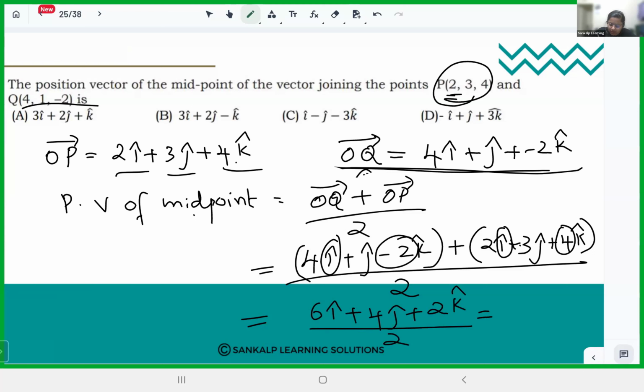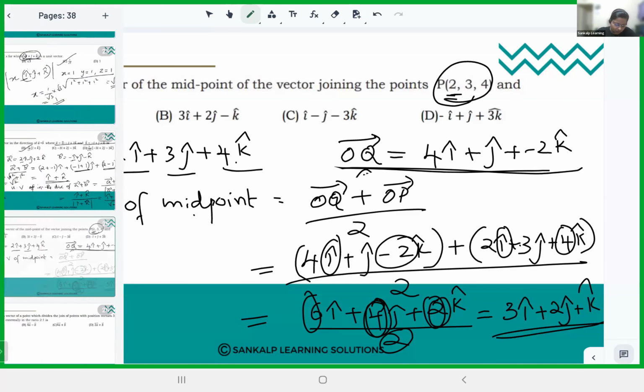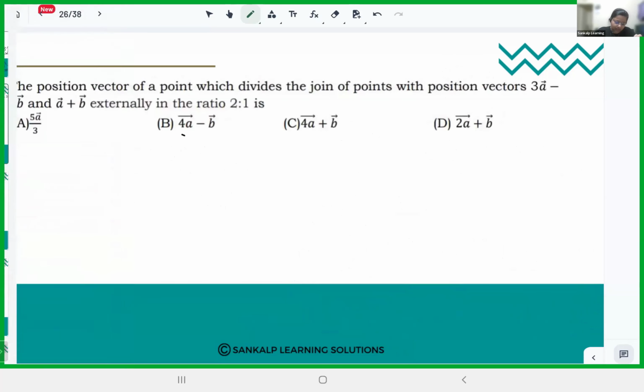And how will you do this? You have to divide each component with 2. So 6 by 2 is 3. So it is 3i. Then 4 by 2 is 2. It is 2j. Then 2 by 2 is 1. So this is equal to k. So 3i plus 2j plus k is the position vector of the midpoint of the vector. Alright. Now, moving on to our next question.